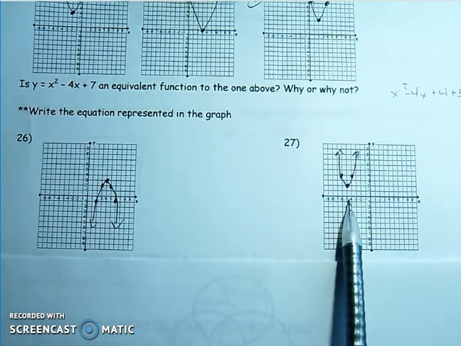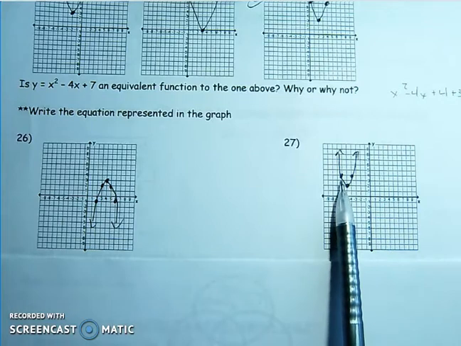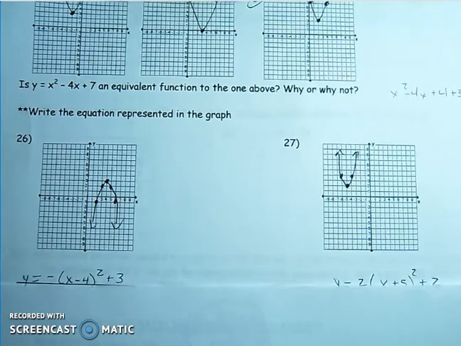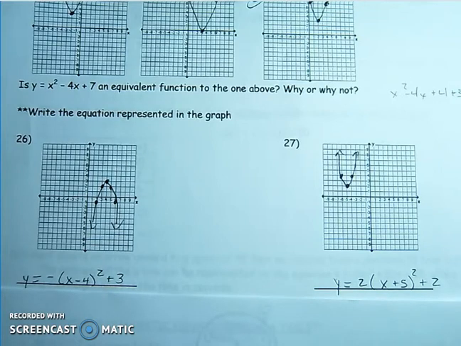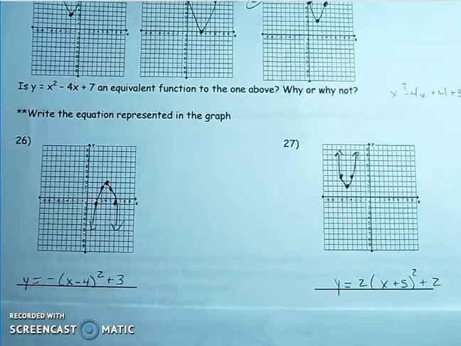On this one, my vertex is at (negative 5, negative 2), and my a value is positive 2. That gives me the equations y equals negative (x minus 4) squared plus 3 and y equals 2(x plus 5) squared plus 2. You can multiply those out to put them in standard form if requested.